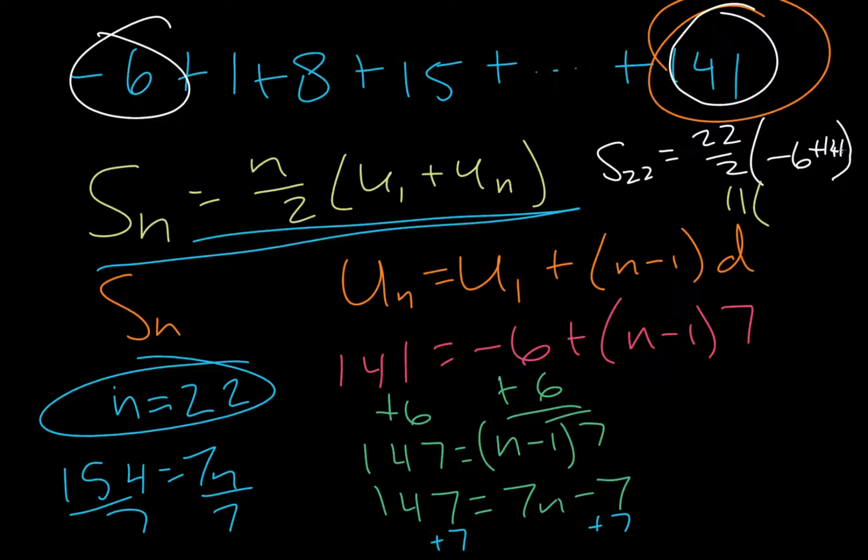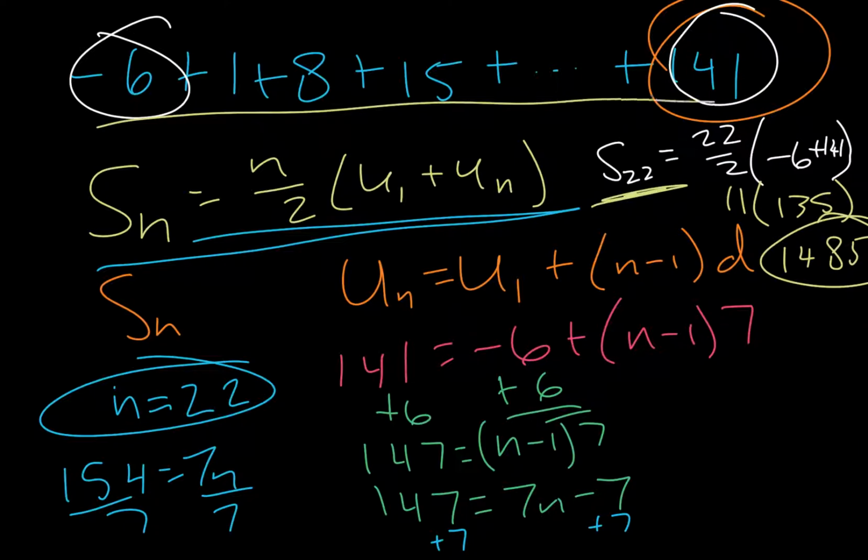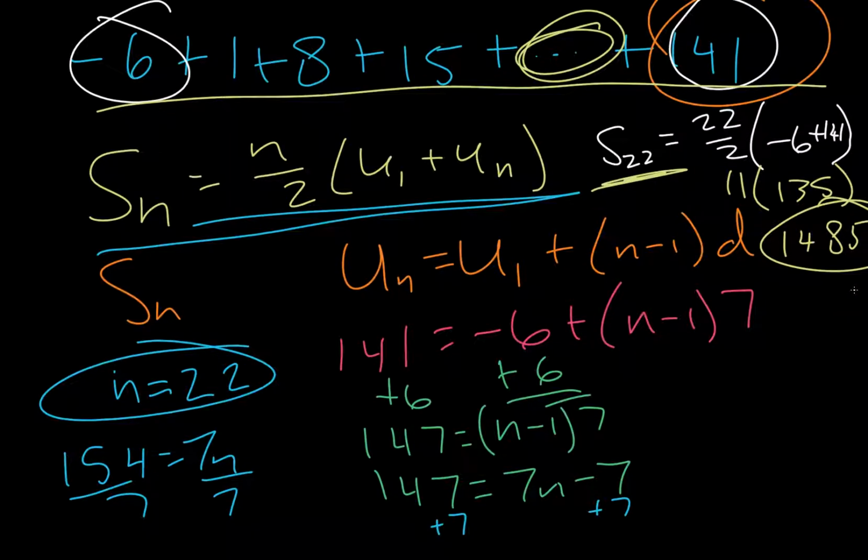And then 144 minus 6 is going to be 135. And if we multiply those together, we get 1,485. So the sum of this, if we added all those terms, including the ones that are represented by the ellipses right there, it would equal 1,485.